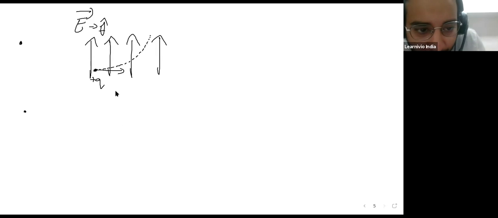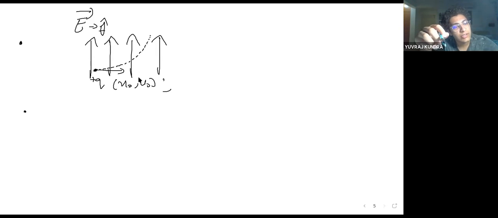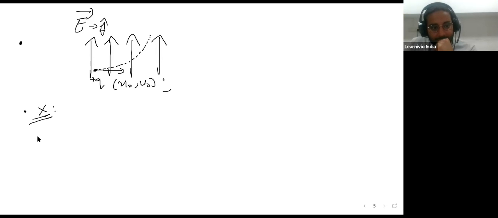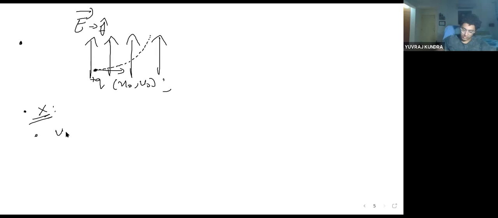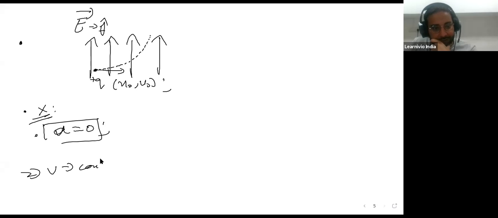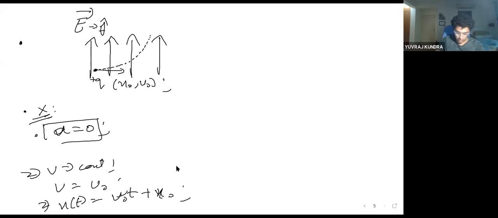So let's say the initial point was some x naught, v naught. What I was thinking is that the particle has a constant velocity along the i cap direction. So along the x-axis my acceleration is zero. This implies my velocity is going to be constant, always v naught. So this implies my x as a function of t is v naught t plus x naught. Correct? Where did this come from?